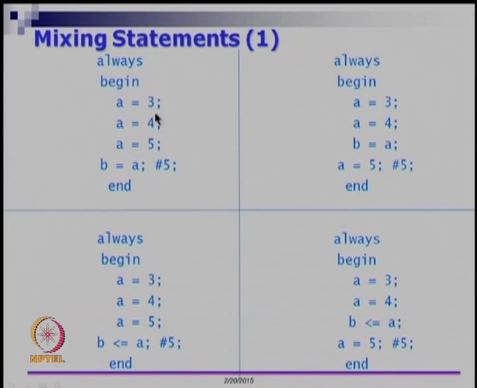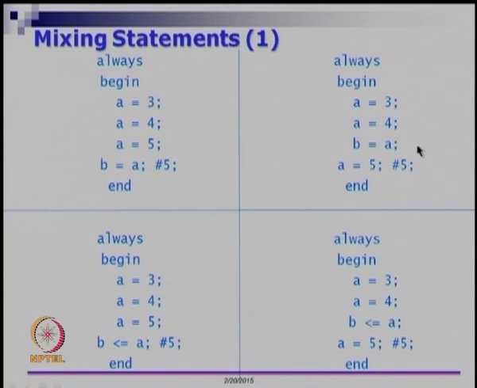It says A should immediately get the value of 3, the next line says A should immediately get the value 4, next line says A should immediately get the value 5, and B equal to A says whatever is the value of A immediately I should give it to B. So, at this point A equal to 3 and A equal to 4 actually do not do anything, you are destroying the value of A making it 3, you are destroying that value and making it 4, you are destroying that value and making it 5. So, B will be 5, A will also be 5 at the end of time 5 units. That is for this case.